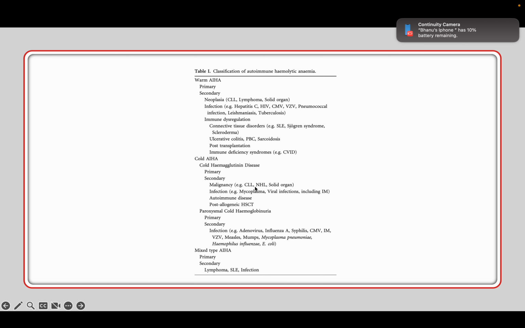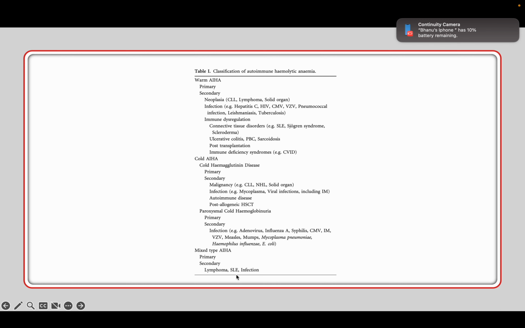In the case of cold hemagglutinin disease, primary can be a possibility where no cause is found. Secondary, especially in elderly patients, always look for CLL or non-Hodgkin's lymphoma or any solid organ malignancy. In children, always look for infection like mycoplasma, any viral infection or infectious mononucleosis. And sometimes after hematopoietic stem cell transplant is a possibility. And paroxysmal cold hemoglobinuria, where a complement-related anti-P antibody is there, thermal amplitude is low and titers are also not very significant, is a transient condition generally seen in children. It follows infection, like varicella, adenovirus, influenza, or syphilis, especially an upper respiratory tract infection, and you will find it especially in children.